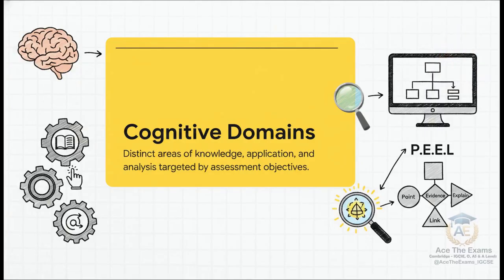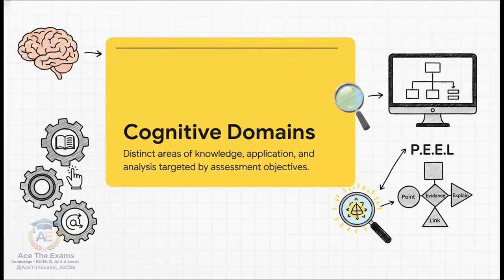The Cambridge Assessment Framework targets distinct cognitive domains. These are knowledge and understanding, application, and analysis. Think back to Alex. Alex only hit the knowledge and understanding domain. He memorized the IEEE Code of Ethics perfectly, but he totally face-planted when it came to application and analysis. The academic benchmarks for these IEEE questions require highly logical, structured reasoning, and this is exactly where we need to introduce our secret weapon, the PEAL framework, Point, Evidence, Explanation, Link.